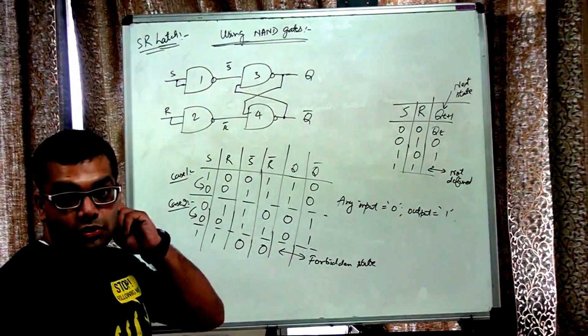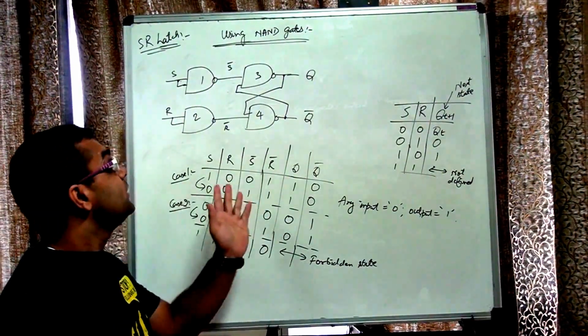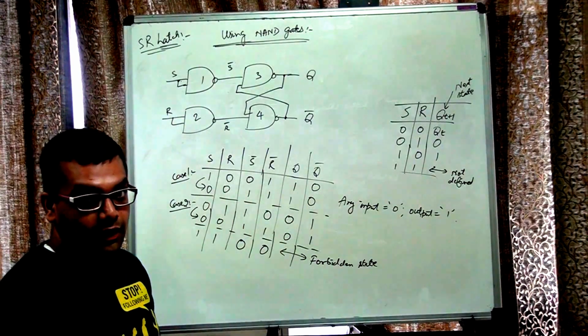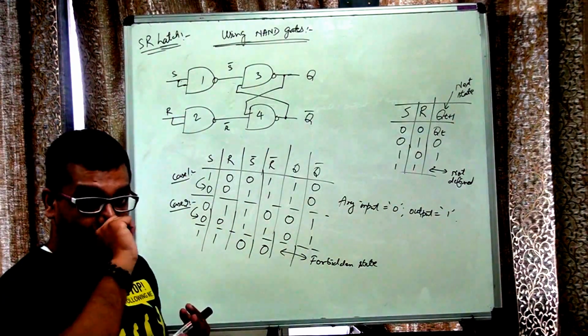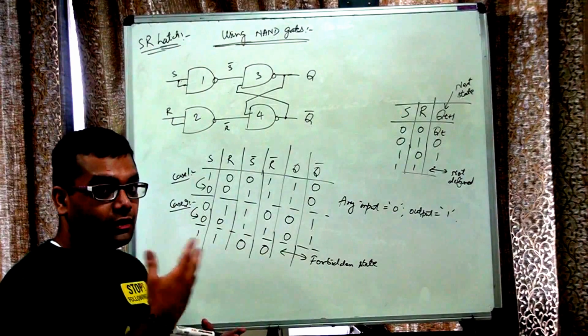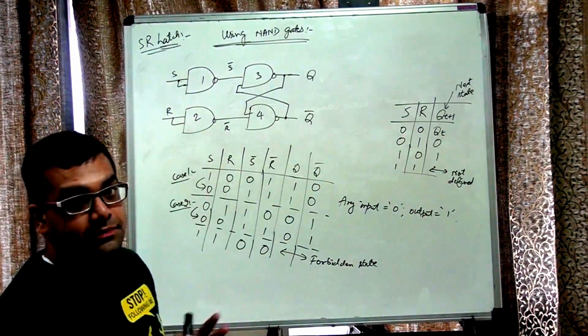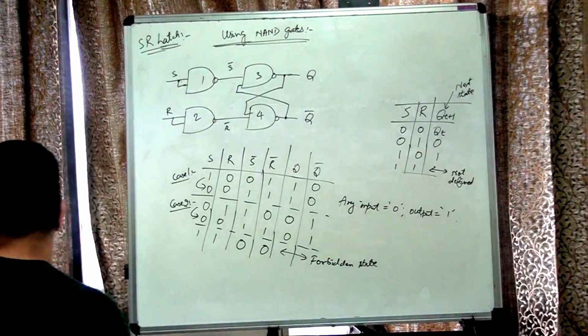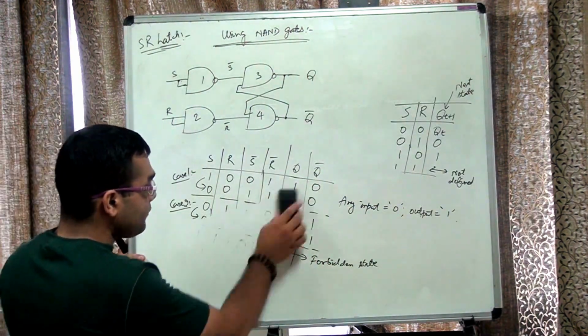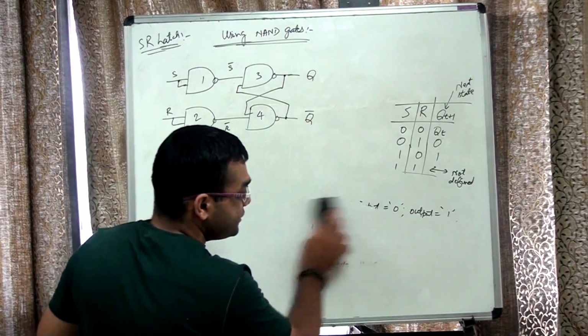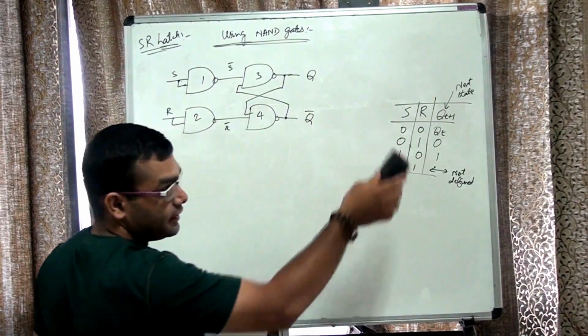So this is how we actually saw the SR latch design using NAND gates and NOR gates. We can similarly design using other types of gates also, but this is actually the most commonly accepted design. Now we can see that our output changes with the value of S and R.